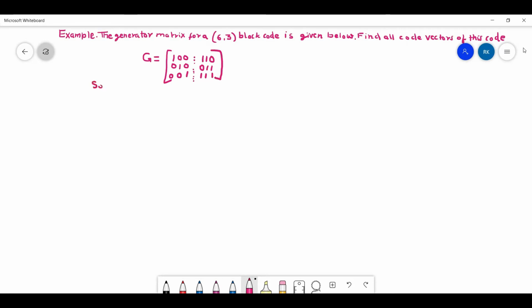Now we have n, which is the length of the code vector, equal to 6. That's given. We have k equal to 3, which is also given, and which is the block size of the code. Now we also need a message block for this, and let the message block be d equal to 1 0 1.